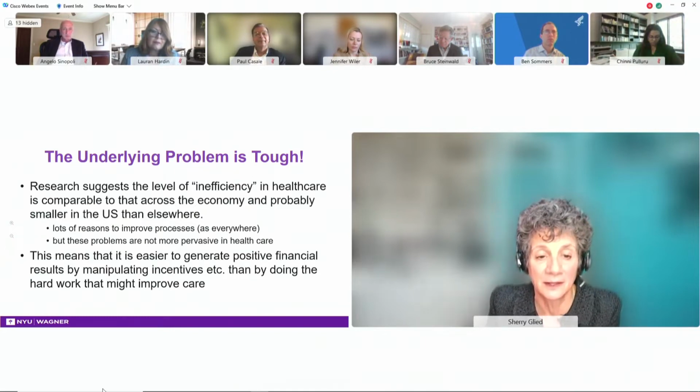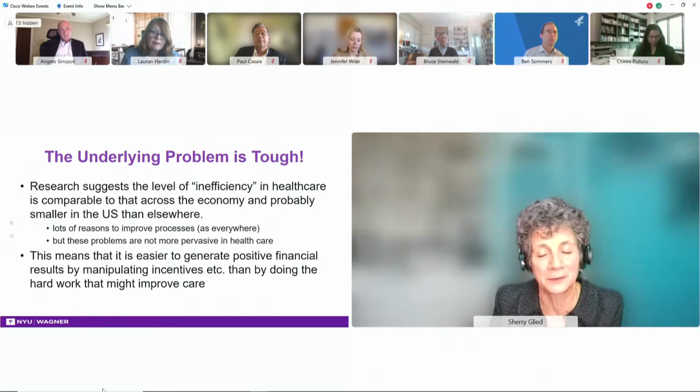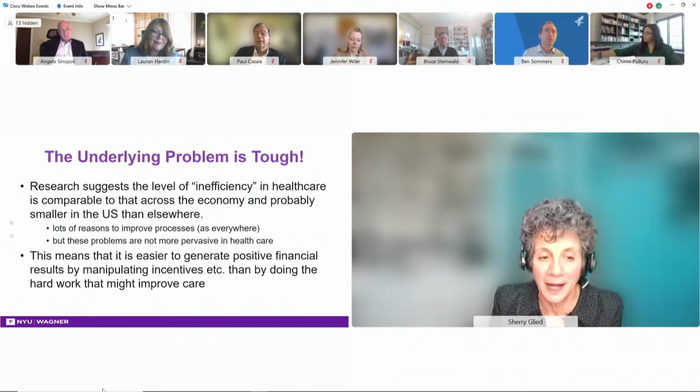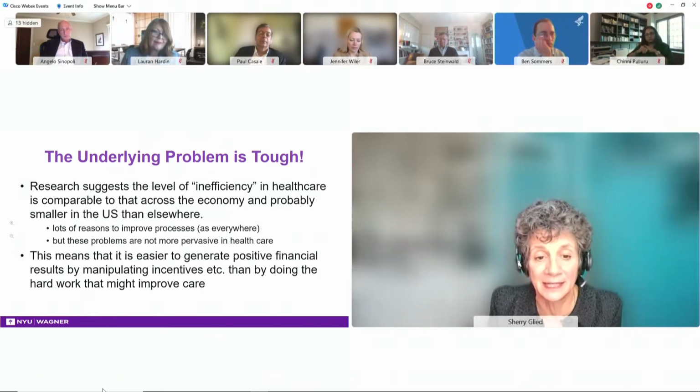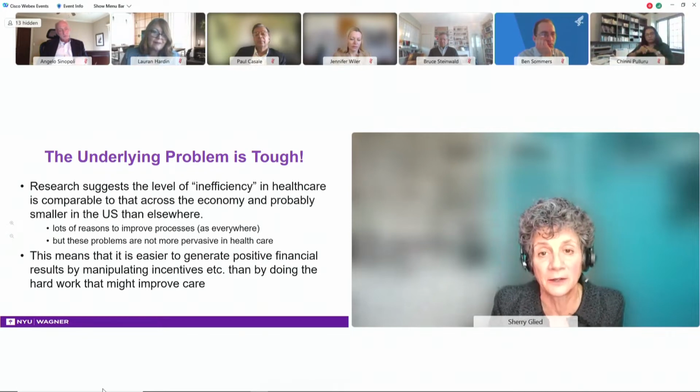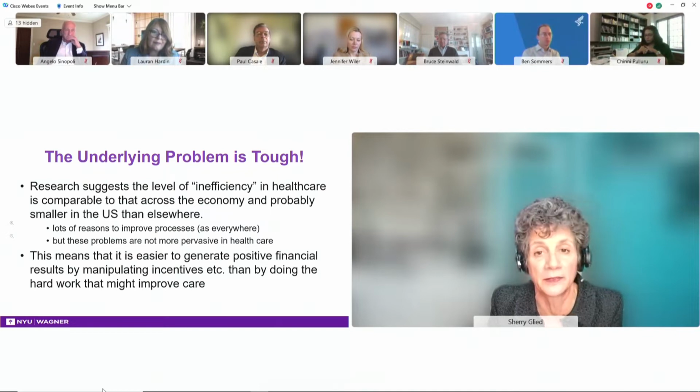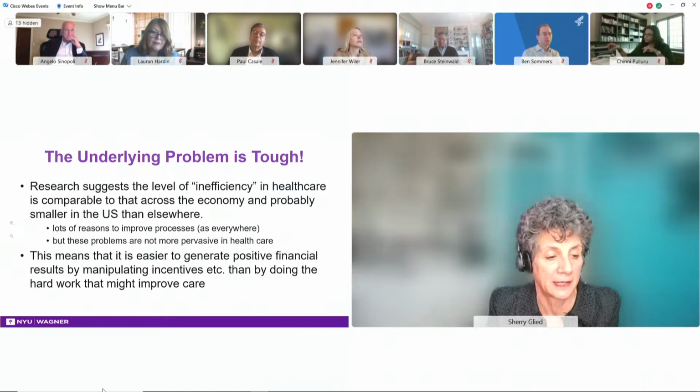That means there's lots of reasons to improve processes, just as there are lots of reasons to improve processes in cement manufacturing, which is one of the ones that people look at, and, you know, coffee shops. But these problems are not more pervasive in healthcare, and that means it's not so easy to fix them, and it's easier to generate positive financial returns by manipulating incentives than by doing really hard work that might improve care. Because it's not like it's low-hanging fruit. Getting to improving care is going to be really hard. Manipulating financial incentives is often pretty easy. Next slide.